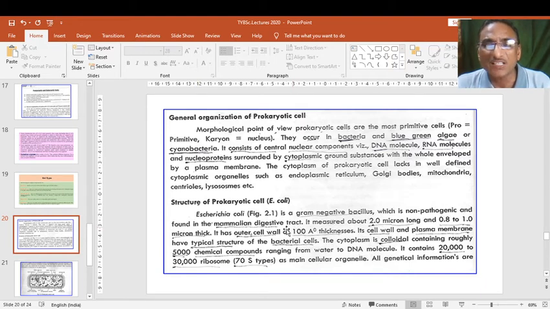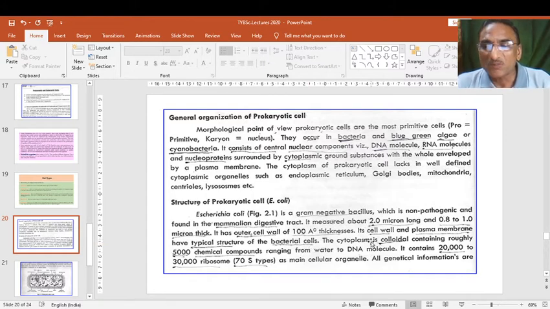meaning in our body these E. coli are naturally present and they perform the activities of metabolism and digestion. It measures about 2 micron long and 0.8 to 1 micron thick. It has an outer cell wall of 100 angstrom thickness, and its cell wall and plasma membrane have the typical structure of bacterial cells.